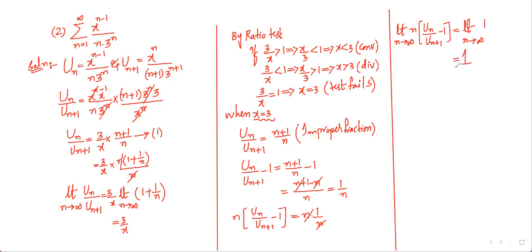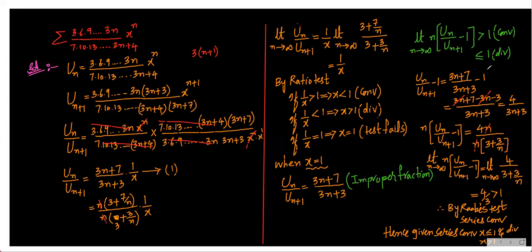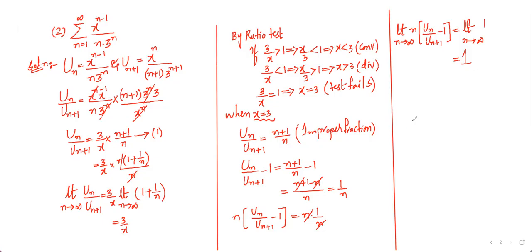So less than or equal to, in both of the cases, I wrote this already. The limit of n times un by un plus 1 minus 1 greater than 1 is convergent, and less than or equal to 1, in both of the cases, the series becomes divergent only. So by Raabe's test, the series is divergent.